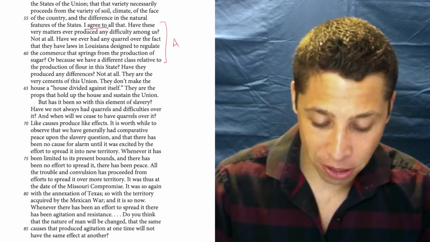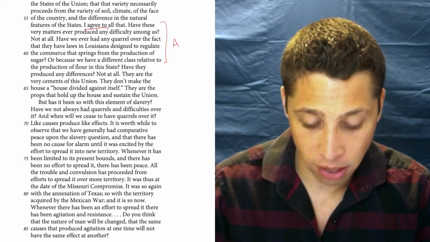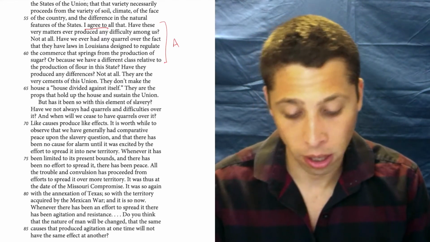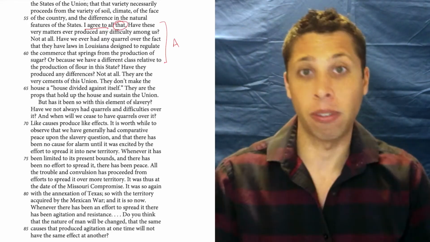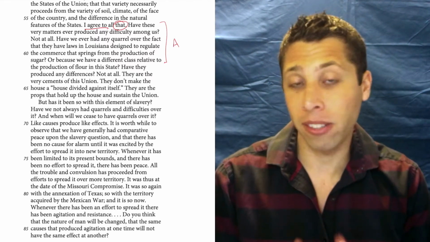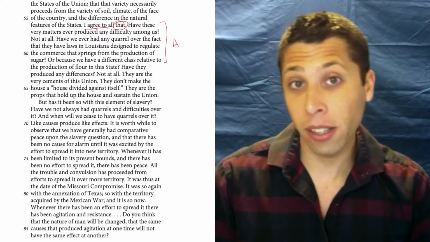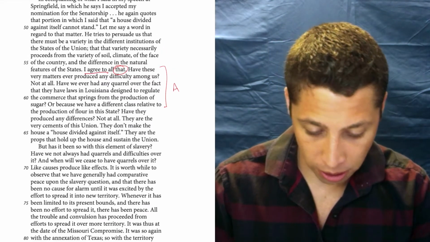Have these very matters ever produced any difficulty among us? Not at all. Have we ever had any quarrel over the fact that they have laws in Louisiana designed to regulate the commerce that springs from the production of sugar? Okay, so the big gap in these lines is that I need to know what that is referring to. I do not know what these lines are talking about. Maybe that is slavery, but so far, those lines do not talk about slavery. So let's back up a little bit and see what he's talking about here.